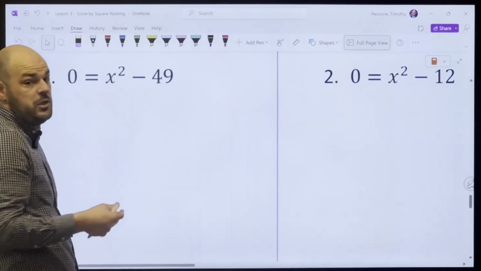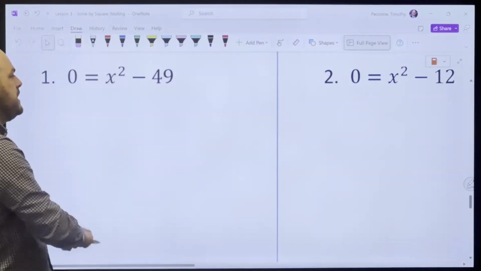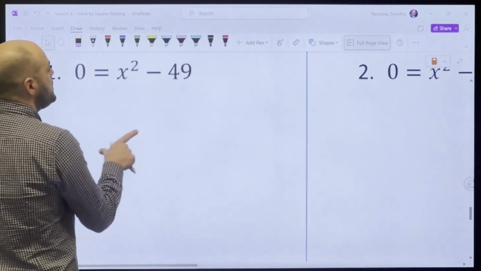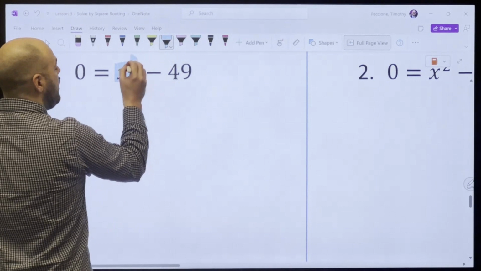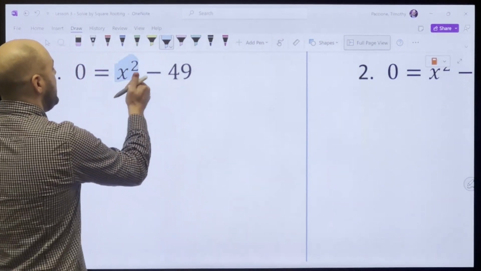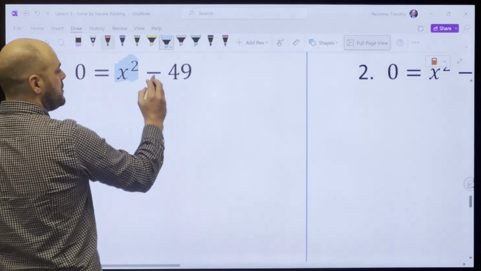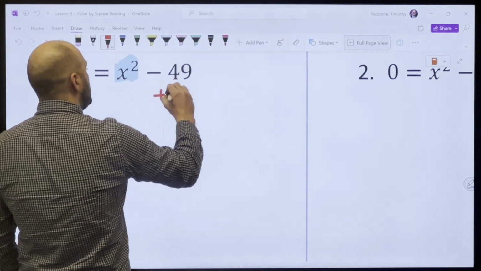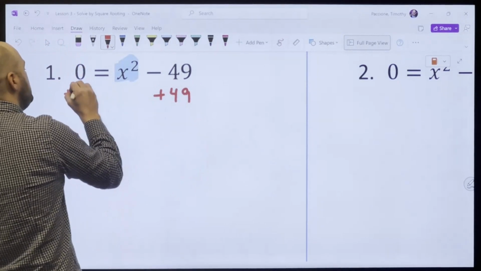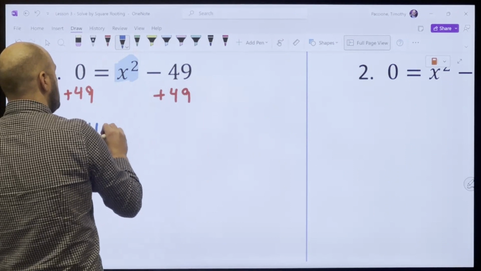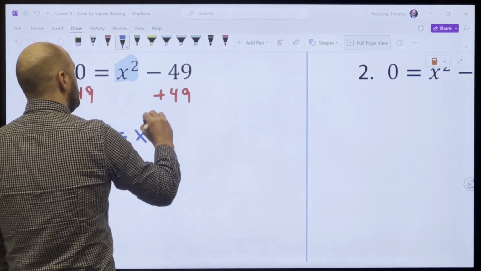Usually it's y equals, and you have to turn it into 0. Here it's already set to 0 for you, so that works out fine for us. All right, so the first thing I want to do is isolate the square. Well, it means I need to get x squared by itself, right? Well, how do I get x squared by itself? I got to move away anything else that's there. So minus 49, I'm going to plus 49 on both sides. And that gives me 49 equals x squared.